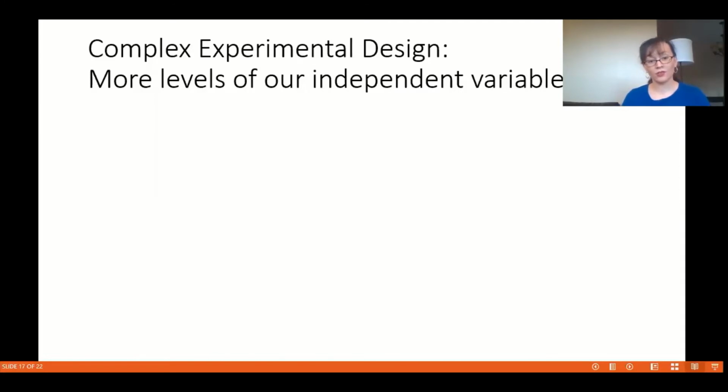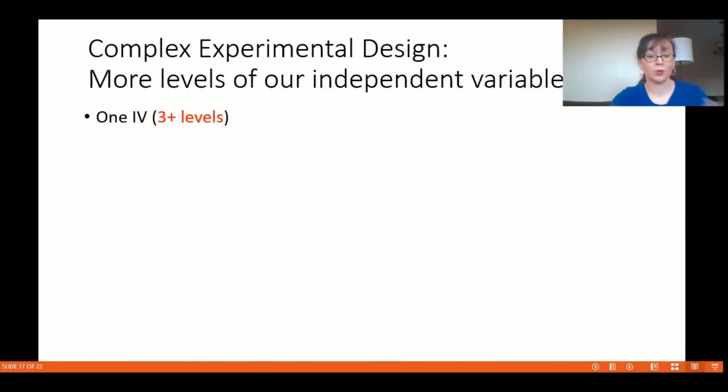And so our first kind of complex experimental design is when we're just going to add more levels of our independent variable. And I alluded to this earlier when we talked about basic experimental design. I said our most basic experimental design is going to be that post-test only design, and we're going to just have two levels of our independent variable. We need at least two levels because we know that variables have to vary. There has to be more than one level of our variables.